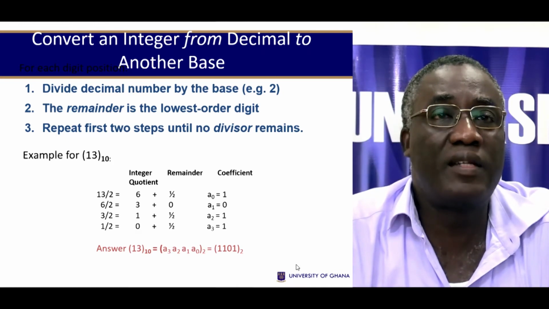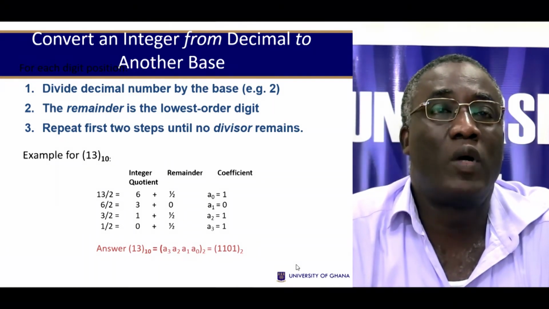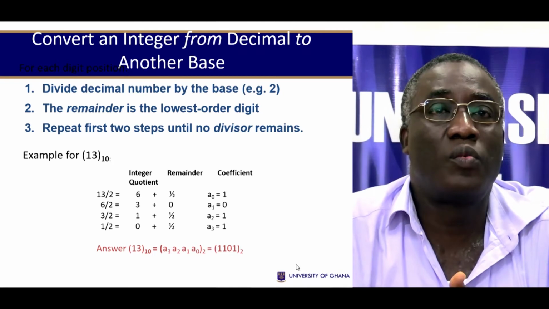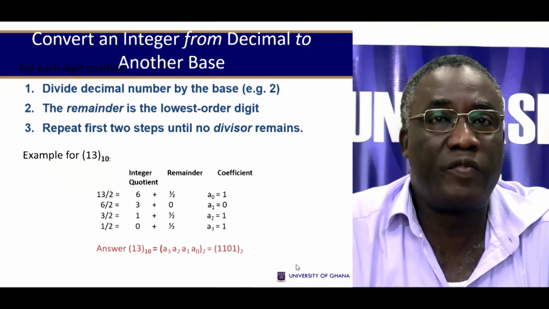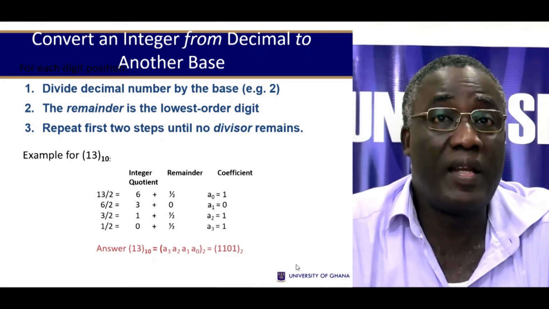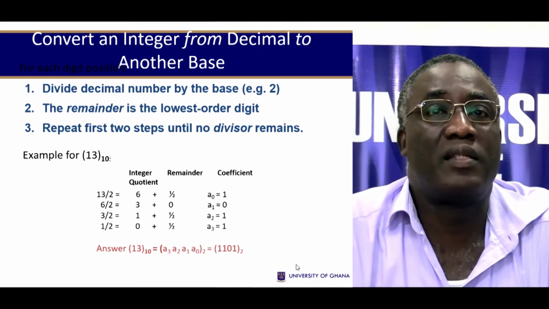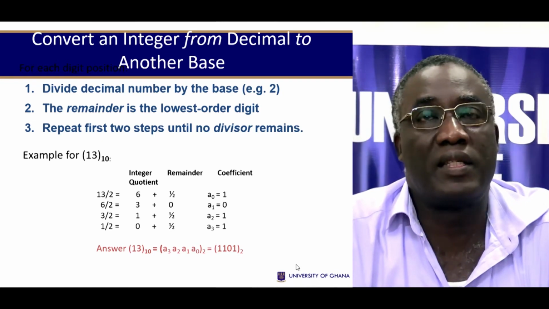And then if you divide the 1 by 2 now, you can't divide it, so that's a 0, and then a remainder 1. So in reverse order with your remainders, you get a 1, 1, 0, 1, which would be your 13.